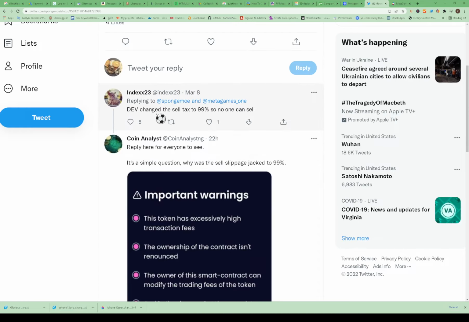So it says dev changed the sell tax to 99%, so no one can sell. And that means nobody is going to be able to sell with a 99% tax, because when you go on PancakeSwap, if the system recognizes that you're going to lose too much on the sale, it's not going to allow you to sell.